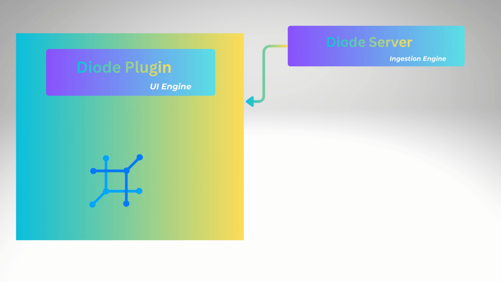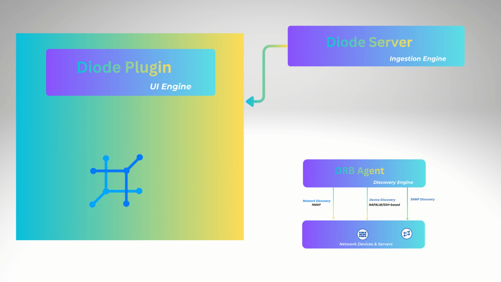So now we have the DIODE plugin, the third component in the solution. This is the NetBox plugin, meaning it is installed directly inside your NetBox instance and becomes part of the NetBox UI. What it does is receive the processed data from the DIODE server and actually create or update the objects in NetBox. And it also handles the authentication part.